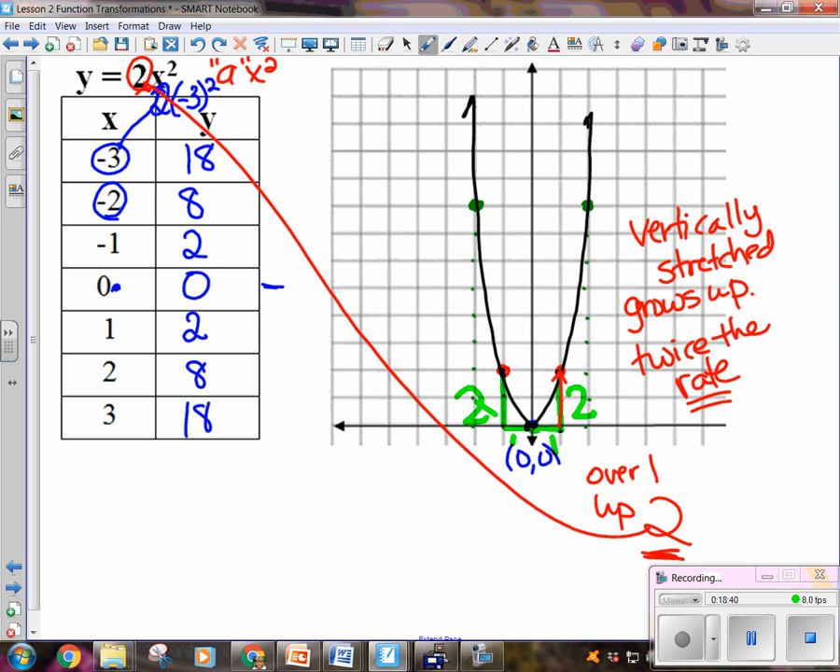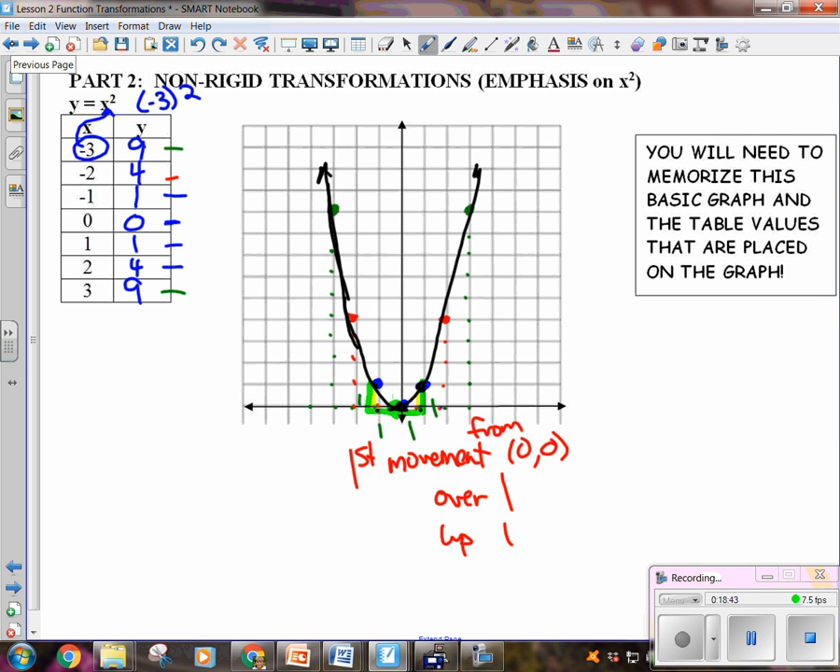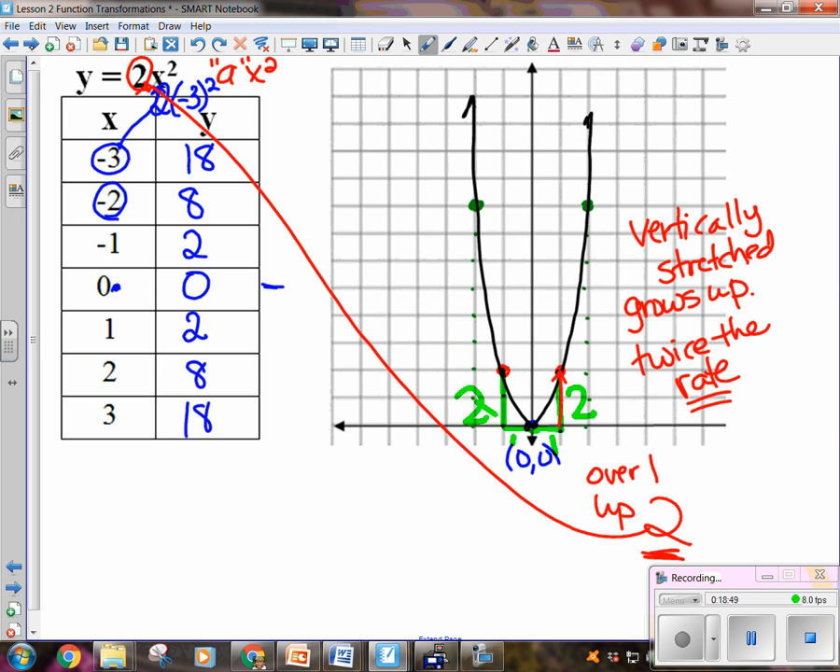Even on the second movement, okay? Remember, on the second movement, we go over 2 and up 4. Over 2 and up 4. And on this one, we're going over 2 and up what? 8. Over 2 and up 8. So not only did we double the first movement away from the center, we're doubling the second movement. So it's growing up at twice the rate.